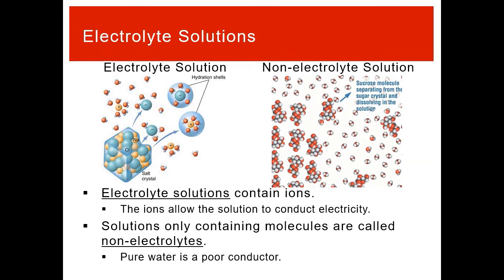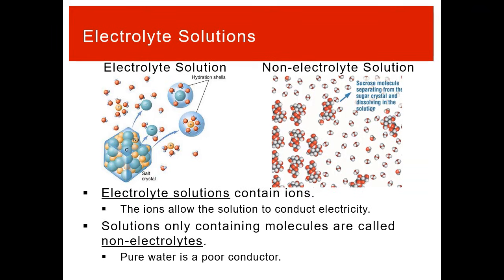Okay? In an electrolyte solution, there are ions present. We'll see there are some other exotic ways that you can produce ions in water, not from a reaction that creates ions. But for now, we're going to say if an ionic compound dissolves, that's an electrolyte solution. Covalent compound dissolves, that's a non-electrolyte solution.